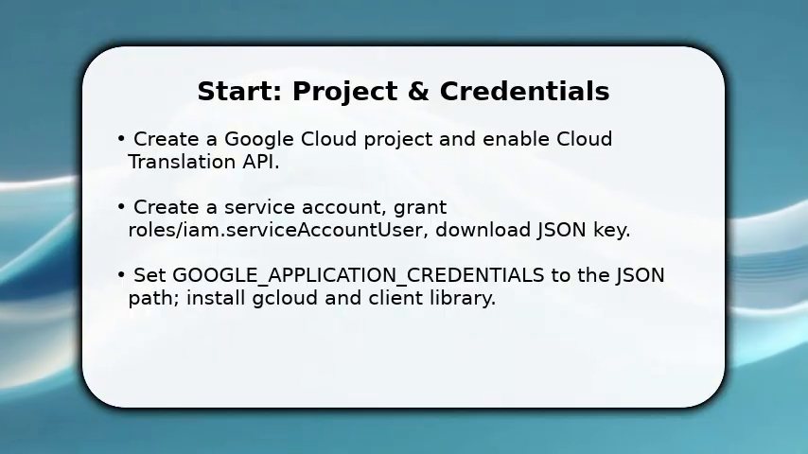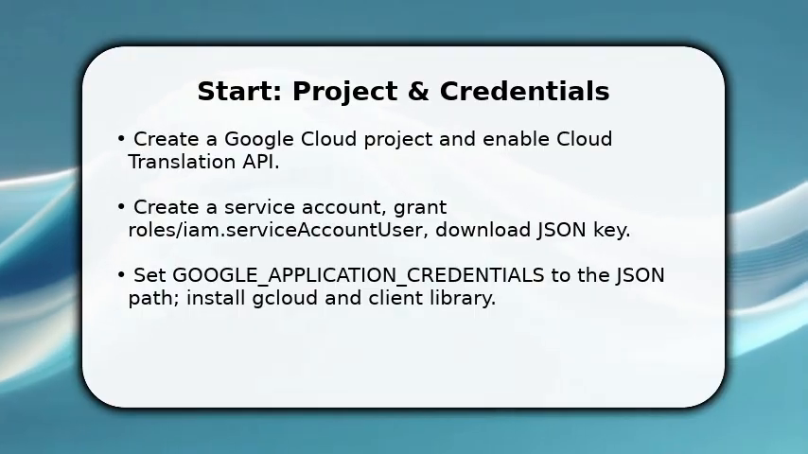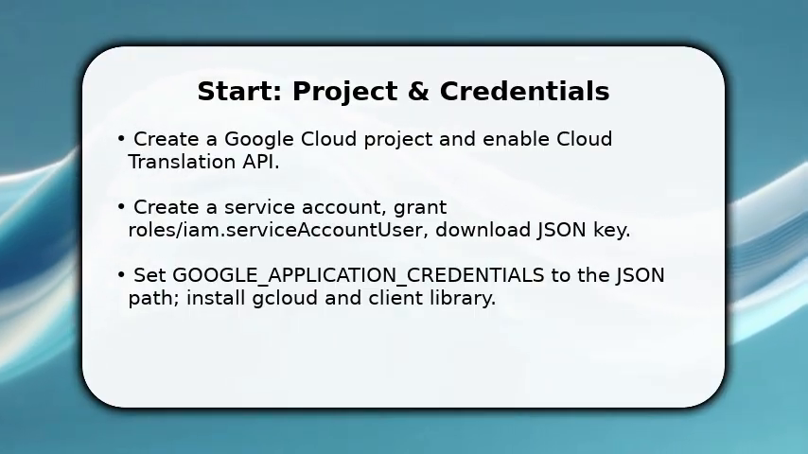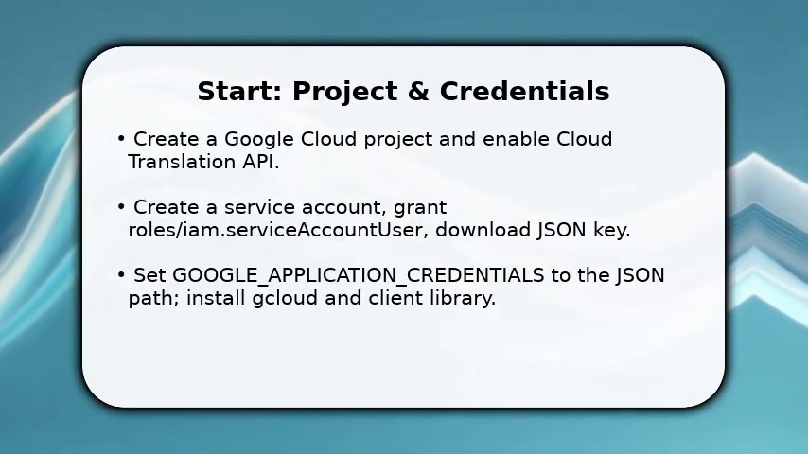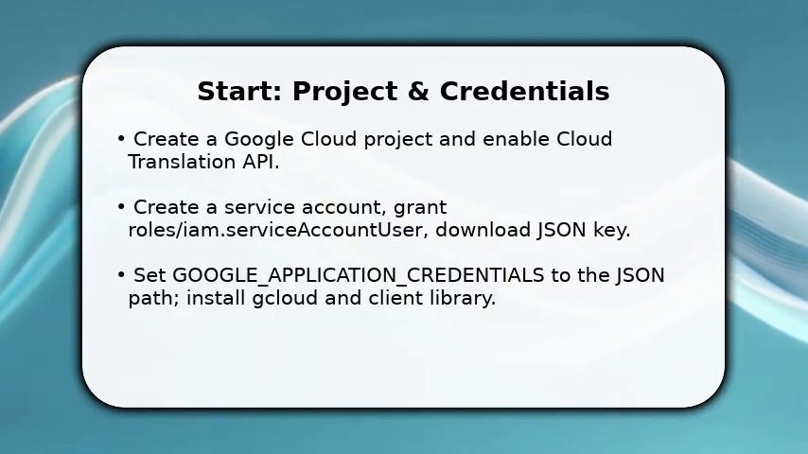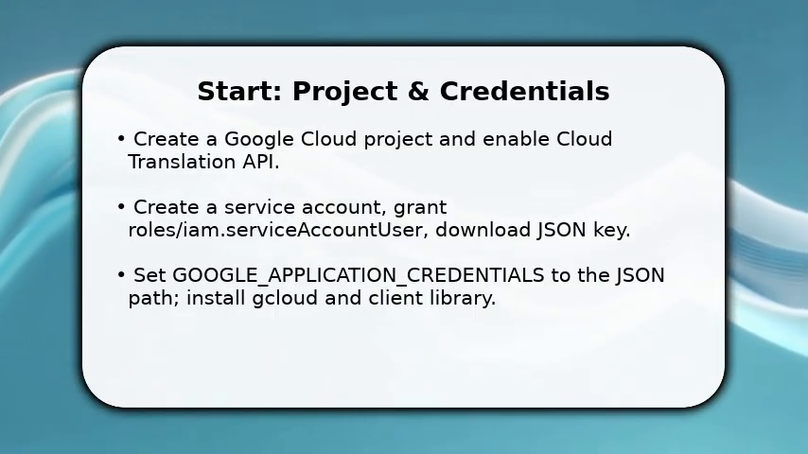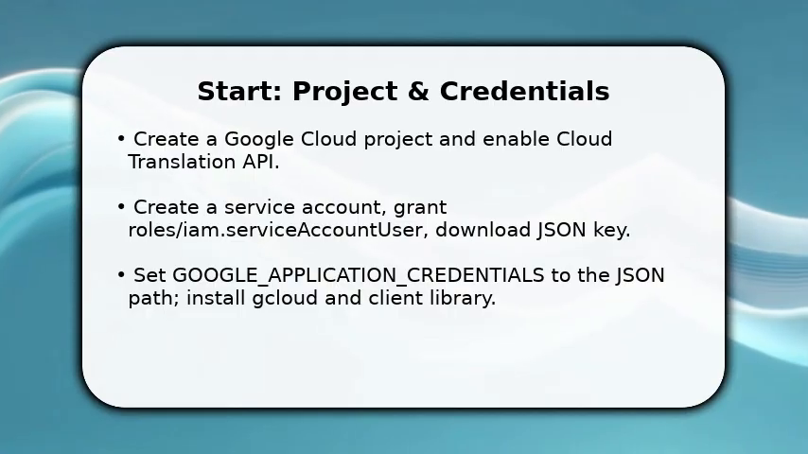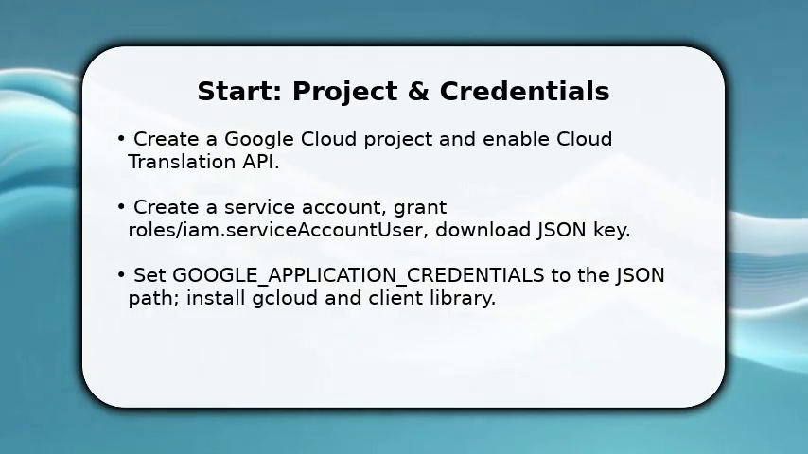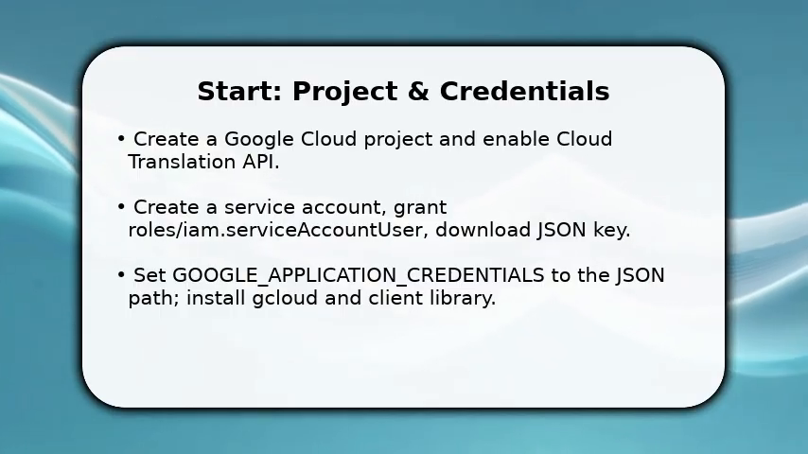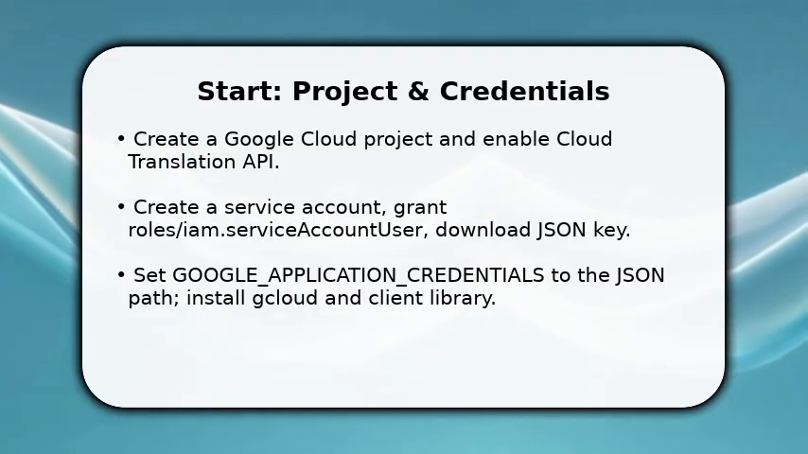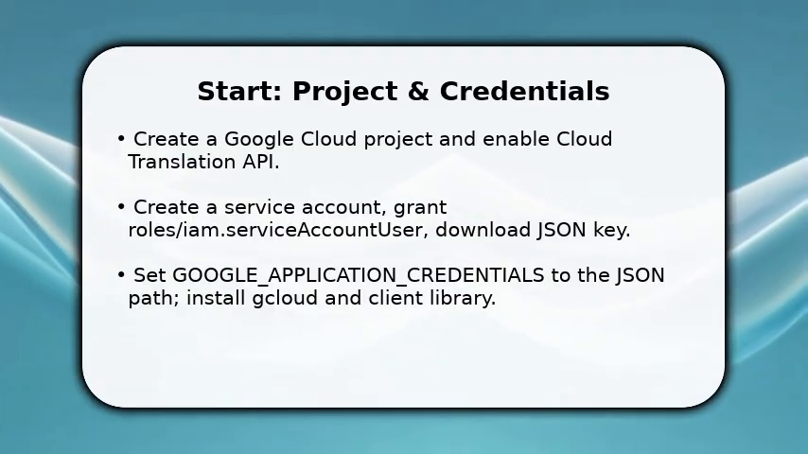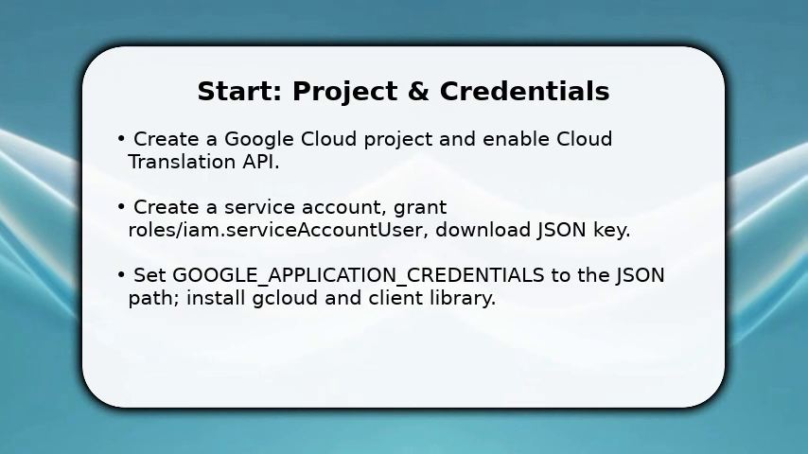You start by making a project and turning on the translation API. This gives you the backend. Once done, create a service account and download its JSON key so applications can authenticate. Make sure to set the environment variable GOOGLE_APPLICATION_CREDENTIALS to that JSON path on your machine or server. Then install the gcloud SDK and the translation client library for your language. This lets you run a quick test translate call to confirm credentials and network access before building further.